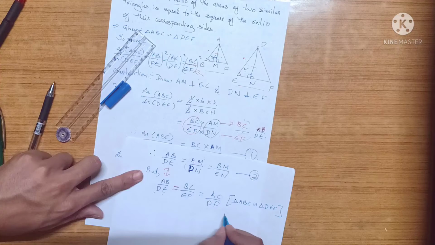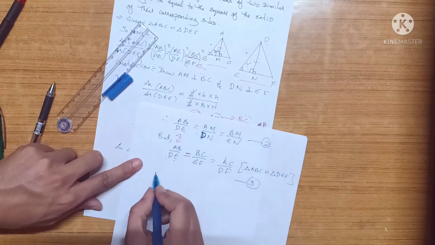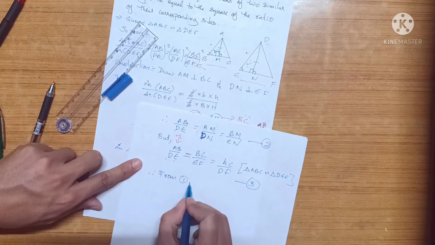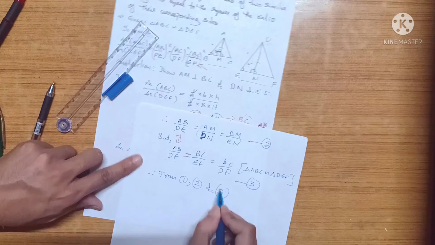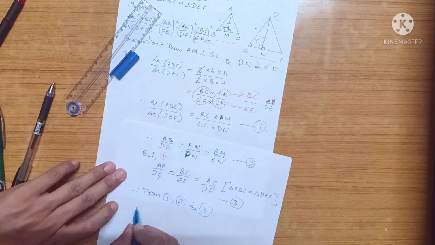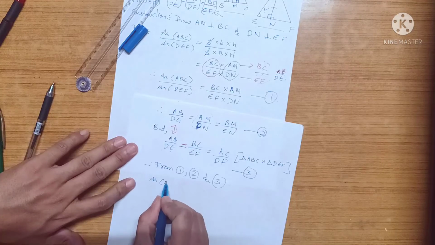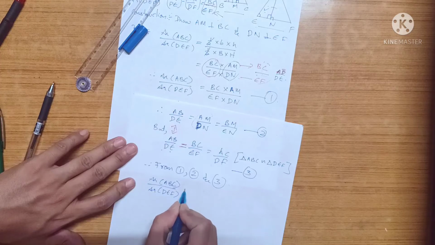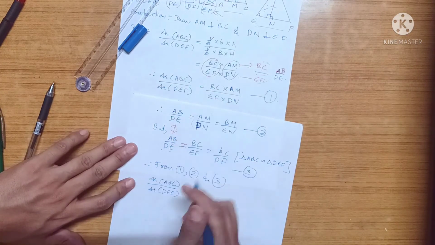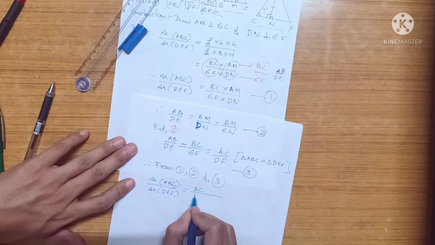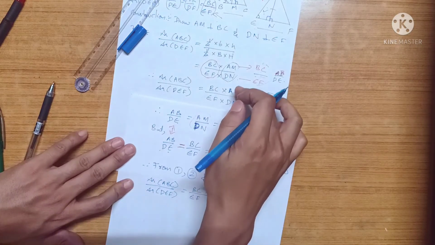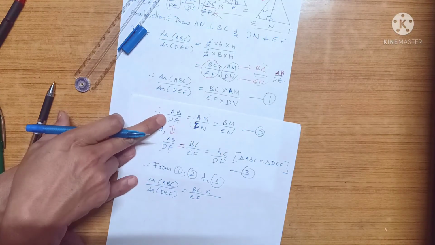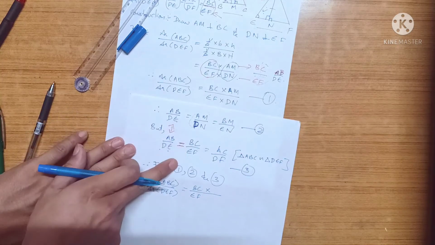So if we make this equation 3, we can say, therefore, from equations 1, 2, and 3: equation 1 is this. Area of ABC by area of DEF is equal to BC by EF, which is already here, into, instead of AM by DN, I can write AB by DE. But instead of AB by DE, I can also write BC by EF.